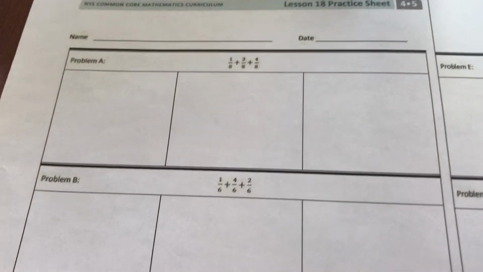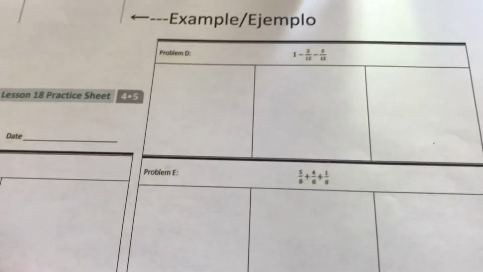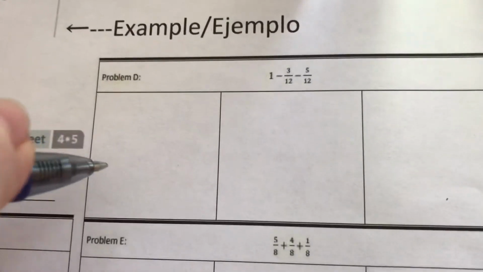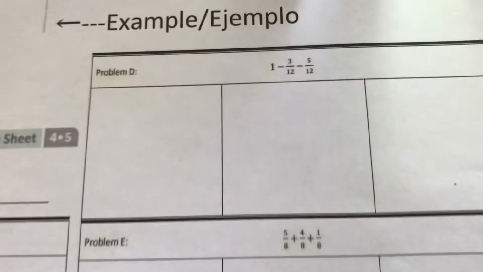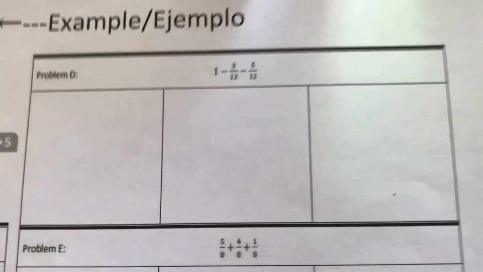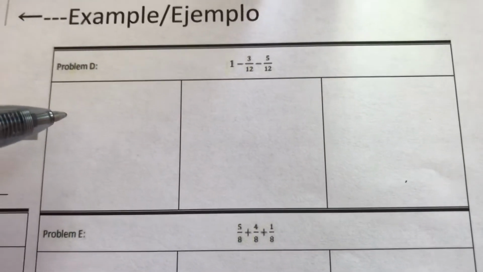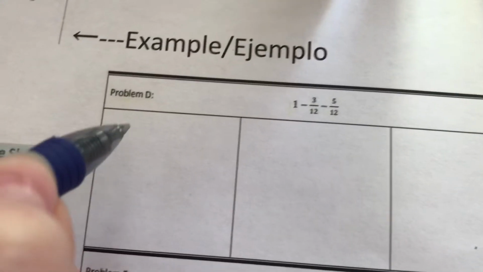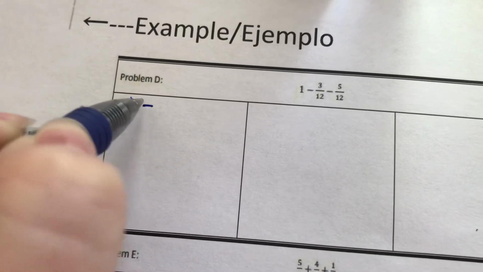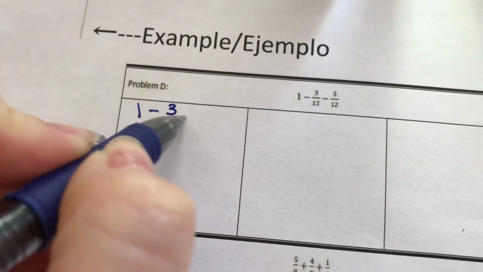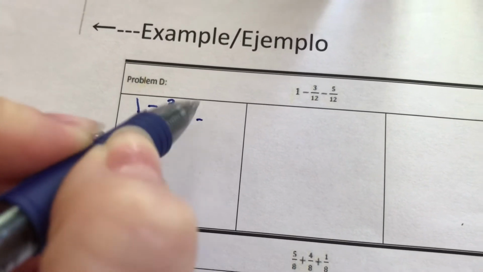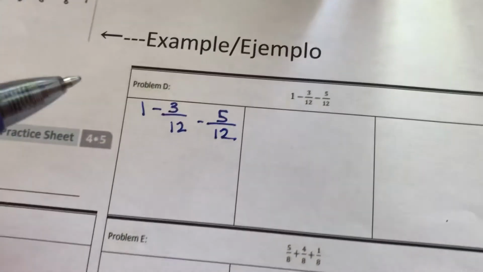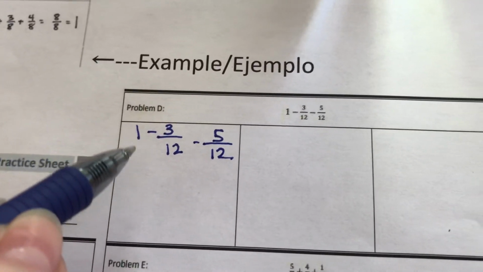So I thought I would come down here to number D and work through that one with you. Okay, that's a subtraction problem. So let's see how many ways we can figure out how to solve 1 minus 3/12 minus 5/12. So I'm going to write that up here in my box. Now remember, you can use a scratch sheet of paper, or you could probably fit it inside of these boxes this time. You have a little bit more room.